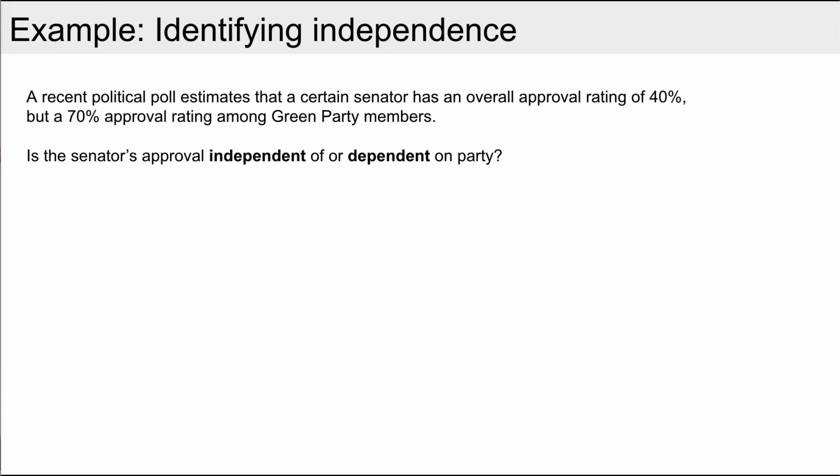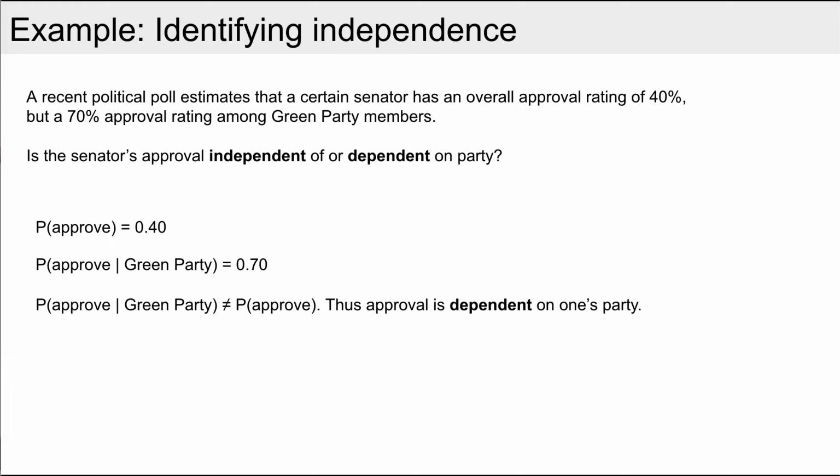Intuitively, these events are dependent. If you tell me that somebody is a Green Party member, it changes my assessment of whether or not they approve of the senator. We can confirm this hunch with some math. First, the given information suggests that the overall probability of approval is 0.4, and the conditional probability of approval given that somebody is a Green Party member jumps to 0.7. Since these calculations are unequal, or the information about Green Party membership impacts the chance of approval, we can say that approval is dependent on one's party affiliation.